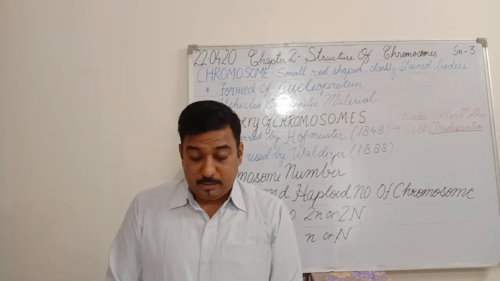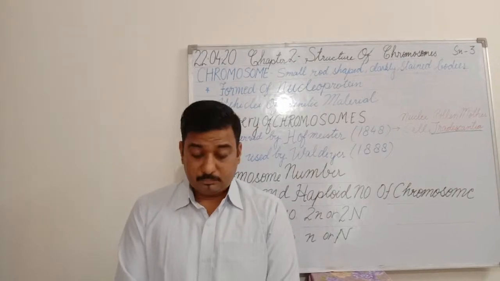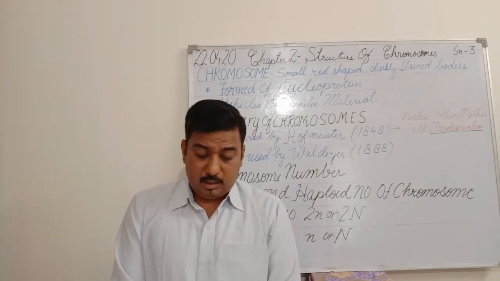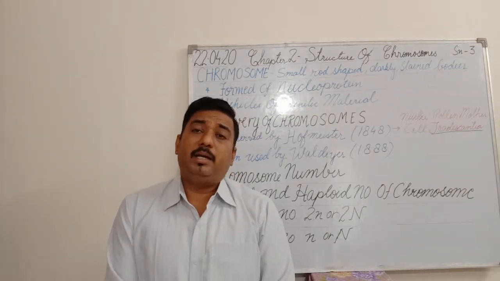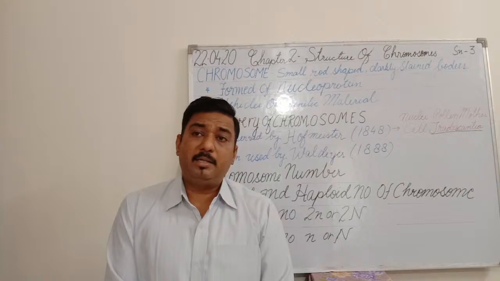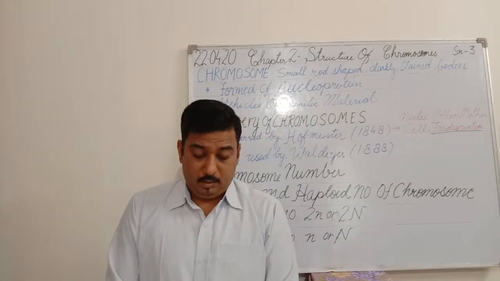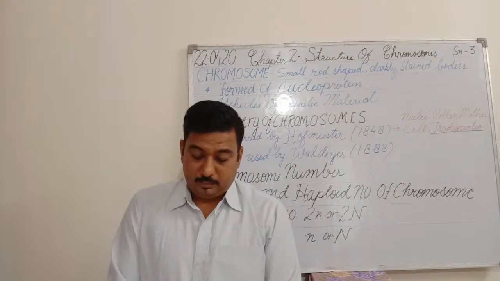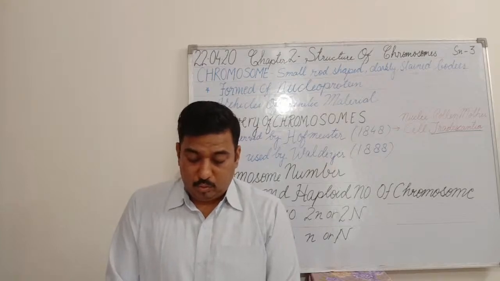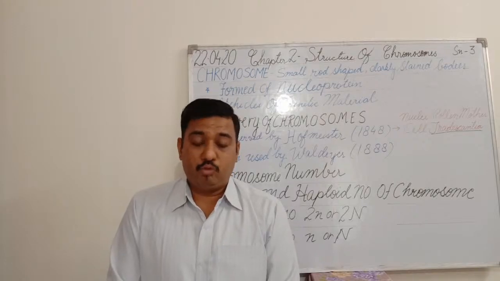Now we will see some examples of the number of chromosomes in plant and animal cells. Around us there are so many plants and animals, and out of them I have chosen some examples. The first one is onion. Onion, the botanical name is Allium cepa. The diploid number of chromosomes is 16.